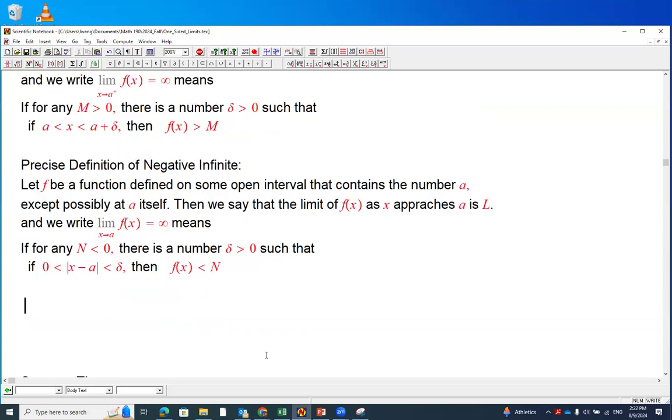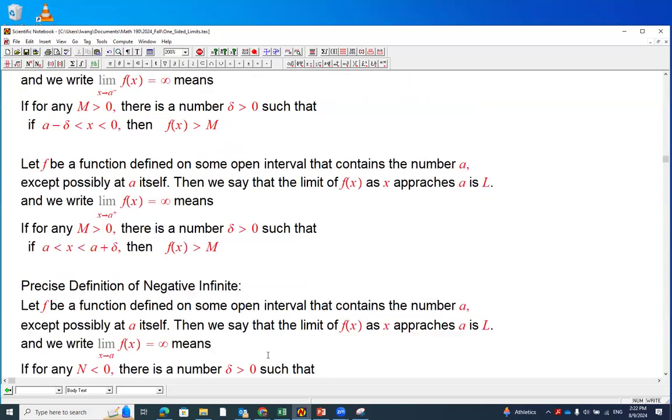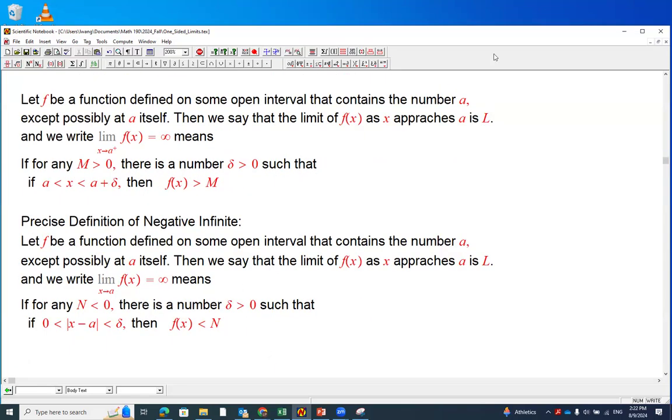Okay. I don't plan to do any examples here because I don't want to make it too long.